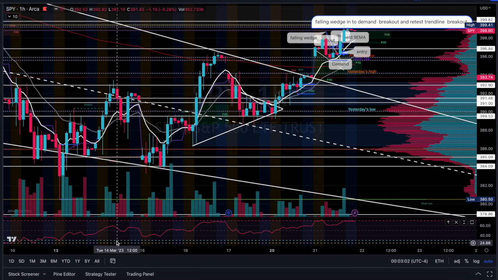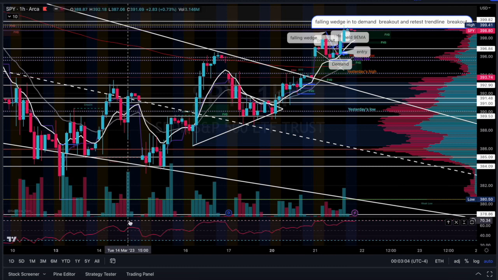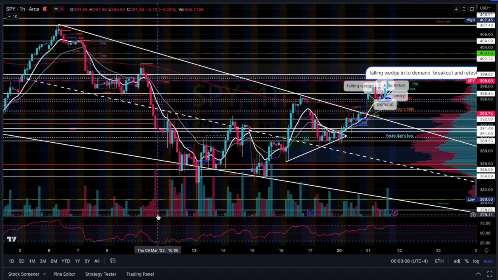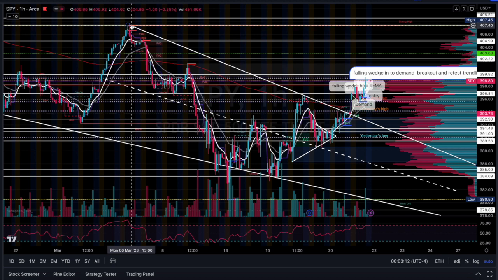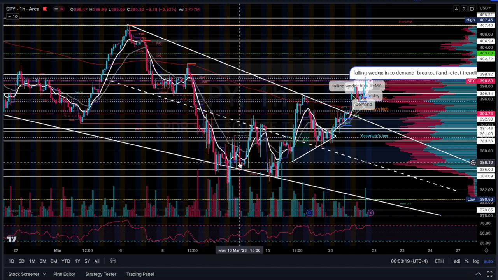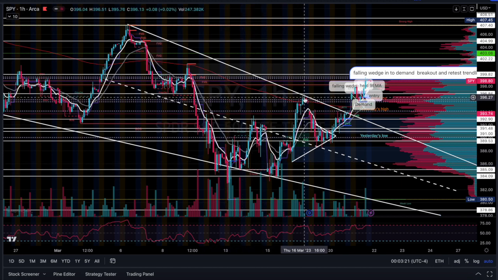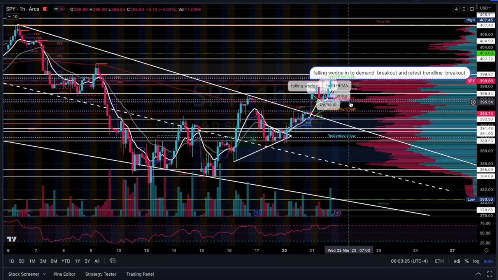Today, we are going to go over how to trade a falling wedge. As you can see on the hour chart, we got a falling wedge. You can see how high, how low. It broke down to this range, pushed back up, and boom, we broke out, we gapped up in the morning.